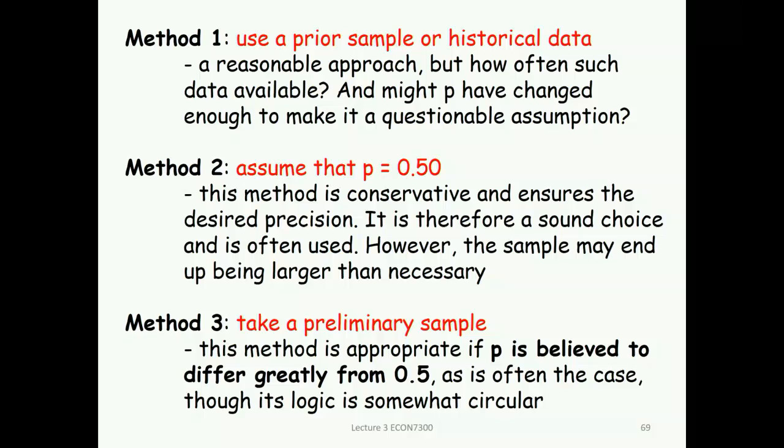This method is conservative. Conservative because it gives high N and ensures the desired precision. It is therefore a sound choice and is often used. However, the sample may end up being larger than necessary because P and Q would be higher. This method is appropriate if P is not believed to differ greatly from 0.5, as is often the case. So if you don't trust this one, the other option that you have is you take a preliminary sample.